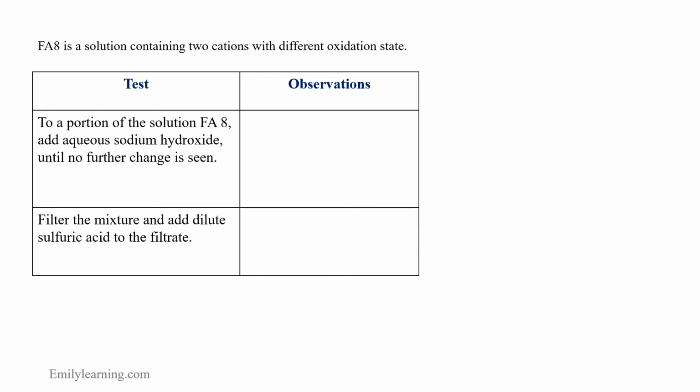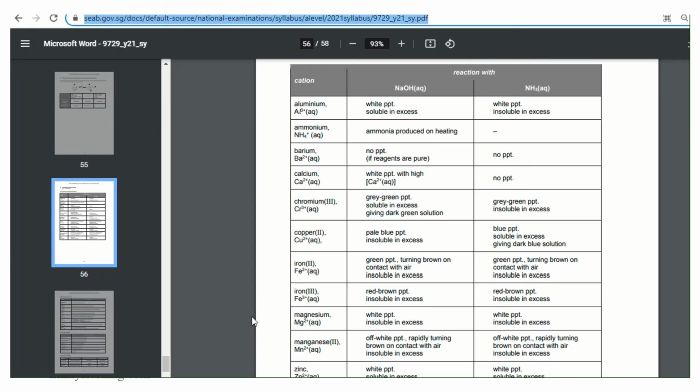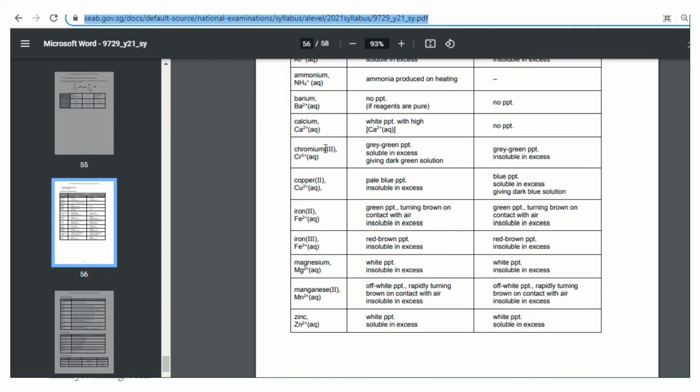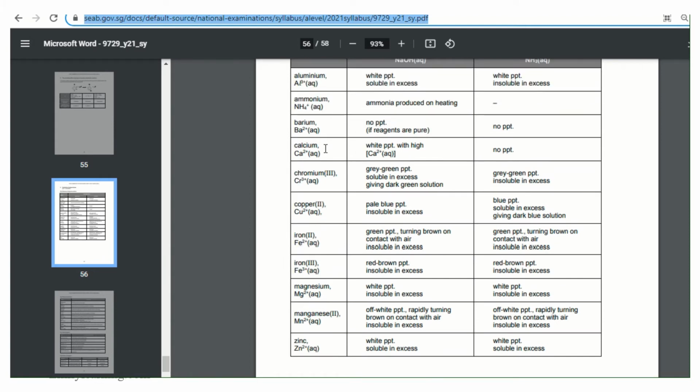Now let's take a look at your qualitative analysis notes on the portion on testing for cations. In the question we are told that there are two cations with different oxidation states. So let's look back at the qualitative analysis notes for aqueous cations. If you take a look at this table, you'll notice that almost all the cations have a charge of +2 and +3. The only exception is ammonium. Ammonium has a charge of +1, and there's something slightly different for ammonium.